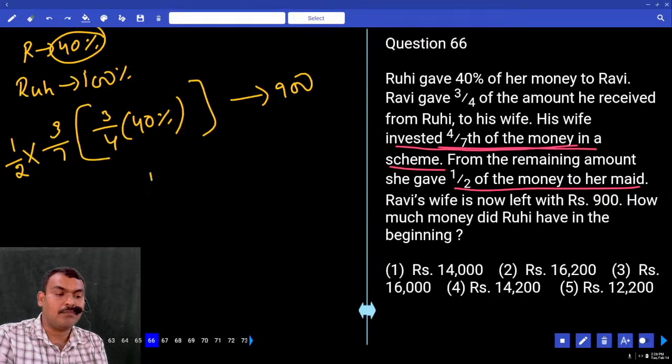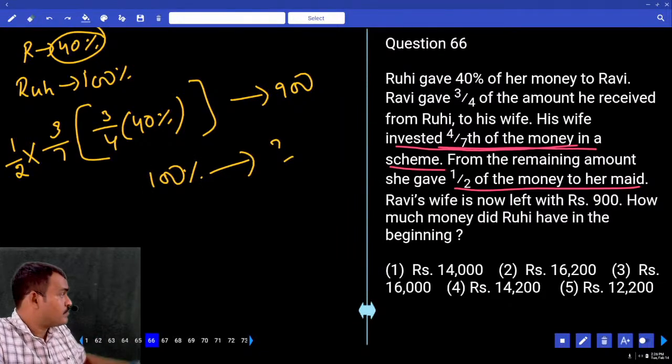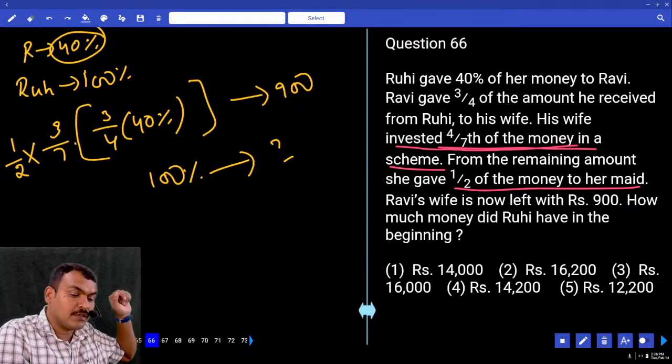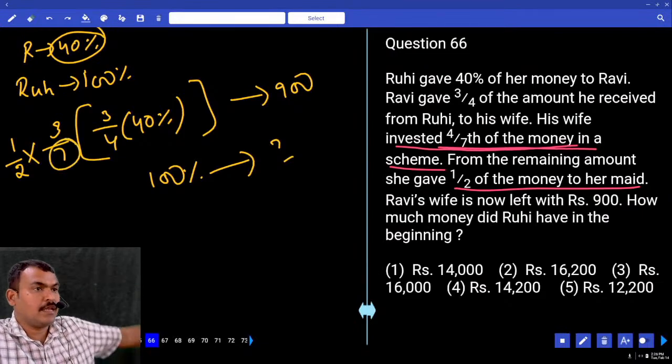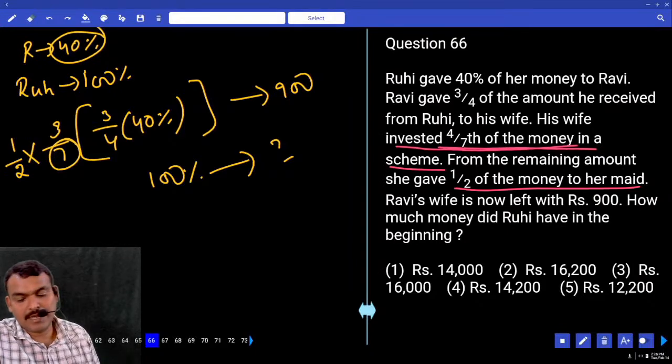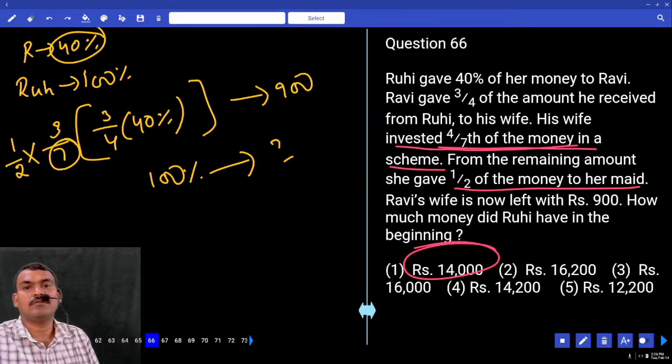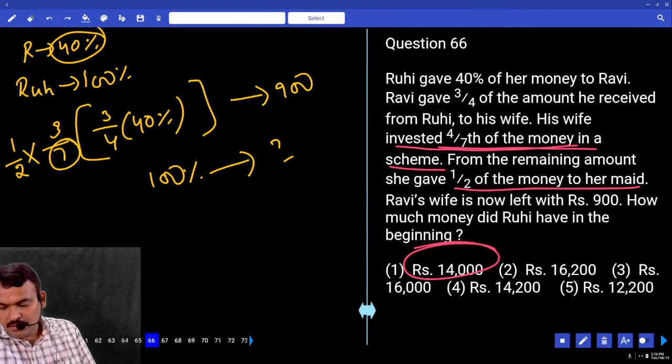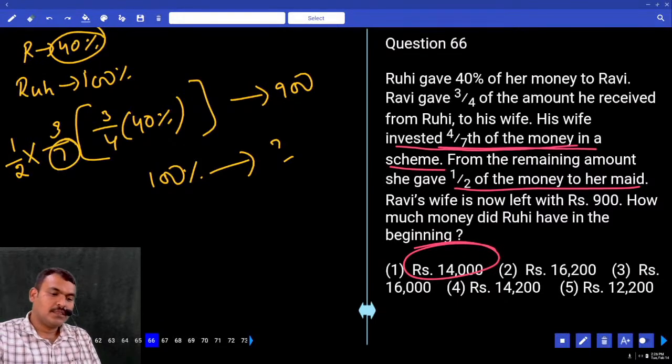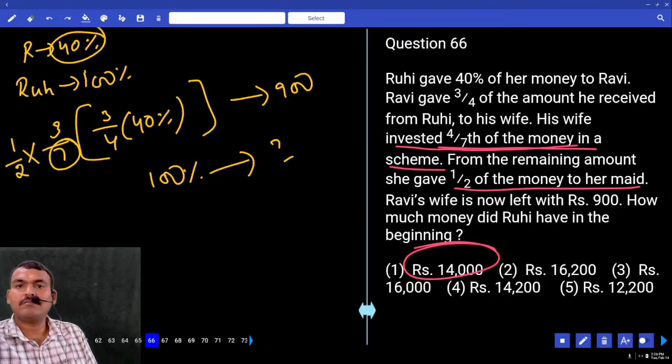Ruhi had in the beginning. How much percent we need? 100%. Okay, 27. Denominator is how much? 7. Any cancellations? No. Then the answer must be a multiple of 7. Which option? First option. Only first option. 3/4 of 40, 30%.